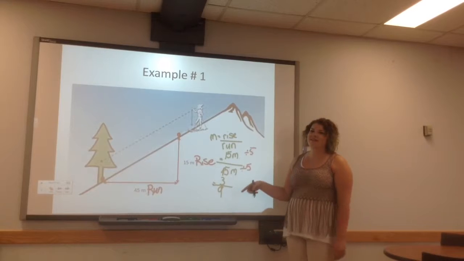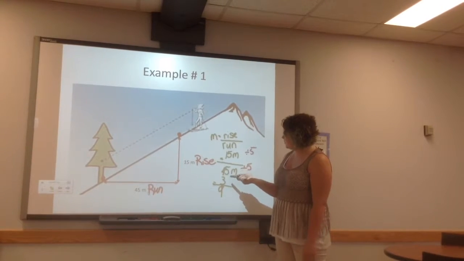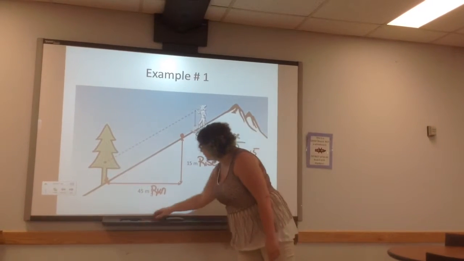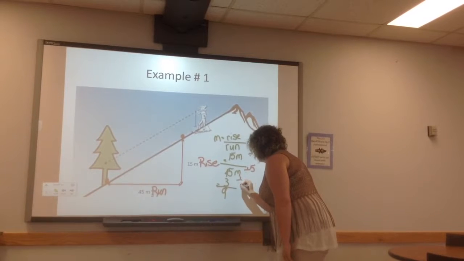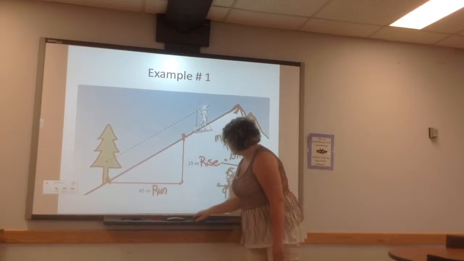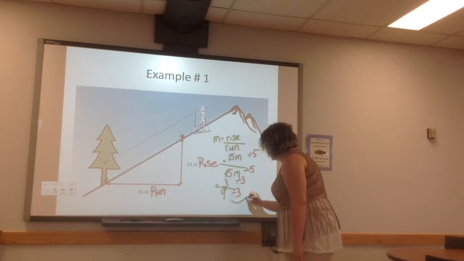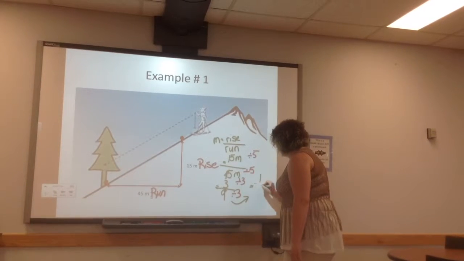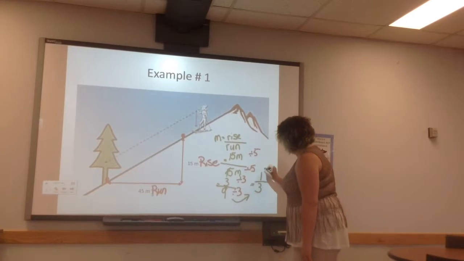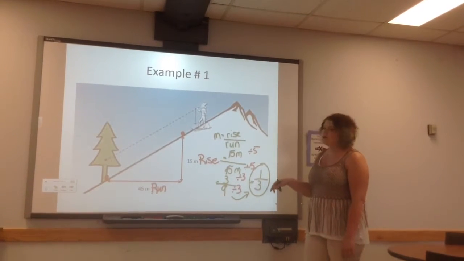We have 3 over 9. So that can be simplified even further. What can we divide into the top and the bottom? Yeah, 3. So let's divide by 3 again. Okay, so 3 divided by 3 is 1. And 9 divided by 3 is 3. So the slope of this line is 1/3 or 0.33.